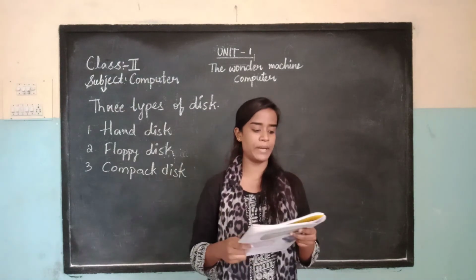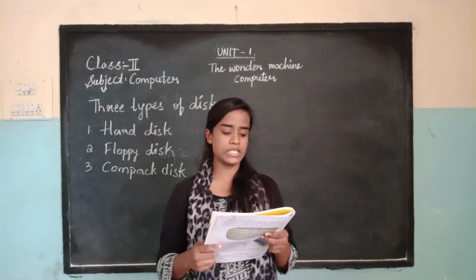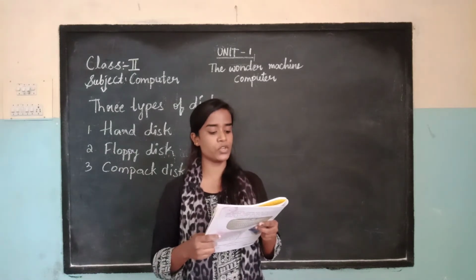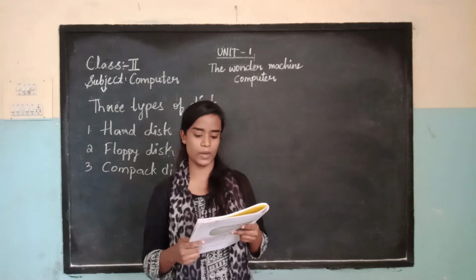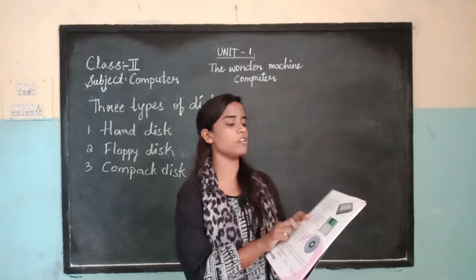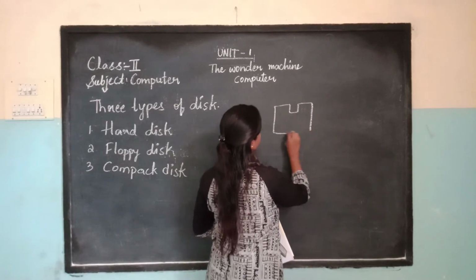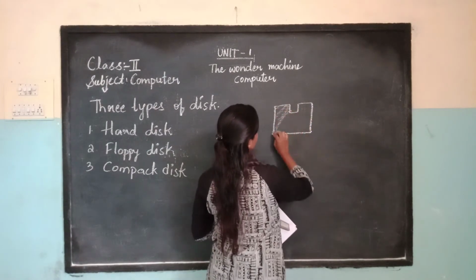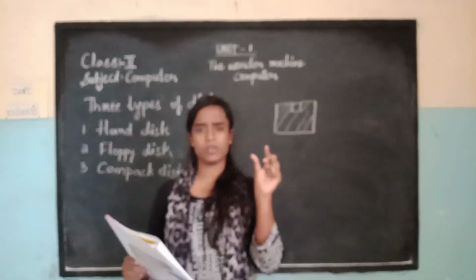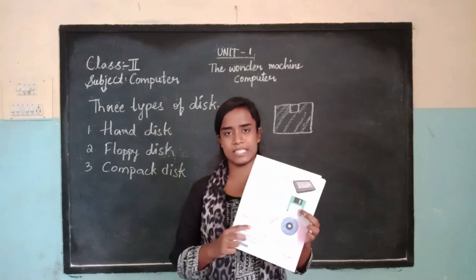So next, floppy disk. It is a small disk. It can be used in the floppy disk drive fitted in the CPU cabinet. Data can be stored in it. It is used for small data. It can be seen from outside also. So this is called a floppy disk. For example, you can draw it like this. With the help of this, we can store small data, not a large amount of data, small data. We can see this disk from outside.